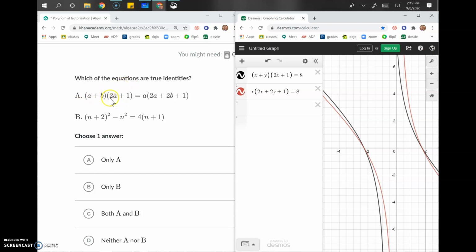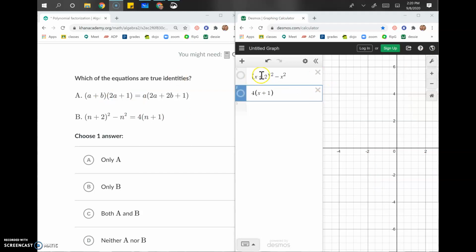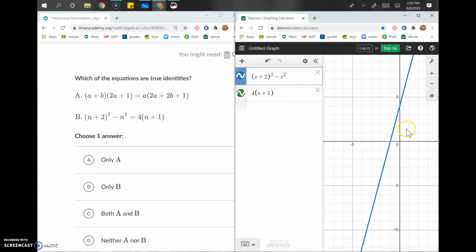We know that equation A does not have expressions that are equivalent. Let's try equation B. I've typed in the equation for the left expression, replacing the n's with x's, and then the equation for the right expression. Now we're looking to see where the lines are.